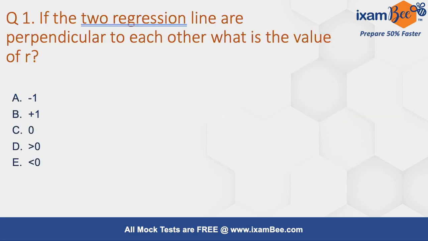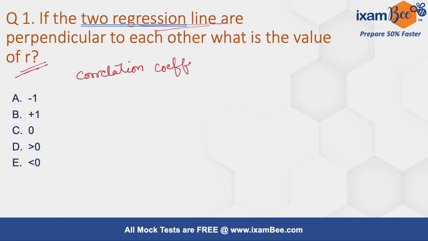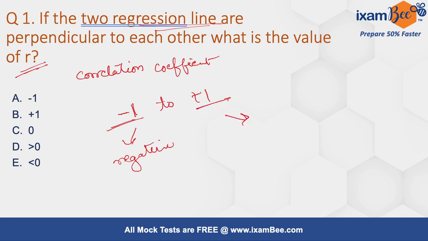If the two regression lines are perpendicular to each other, what is the value for R? So what is R? R is the correlation coefficient. It shows the relationship between the two regression lines. The value of R ranges from -1 to +1. If R is -1, then it indicates a perfectly negative relationship, and if it is +1, it indicates a positive relationship.